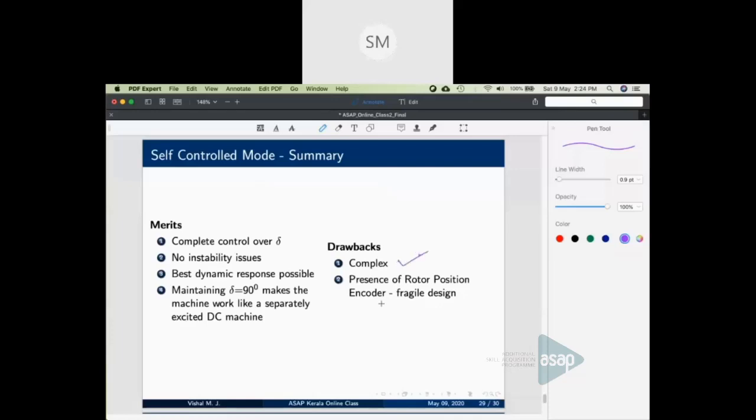You have seen the block diagram, and the presence of the rotor position encoder makes it fragile. What I am trying to say is, consider a 1 megawatt machine that may cost 50 lakh rupees, and the rotor position encoder, as I told, may be available for 5,000 rupees. The operation of such an expensive machine depends on this kind of a sensor. If the rotor position encoder, which just costs 5,000 rupees, fails, this 50 lakh machine is rendered useless.